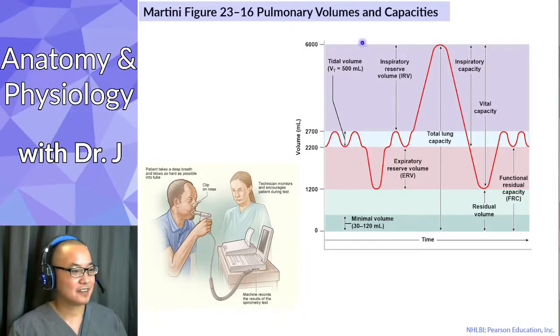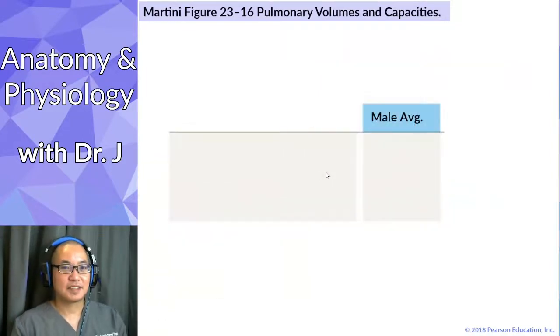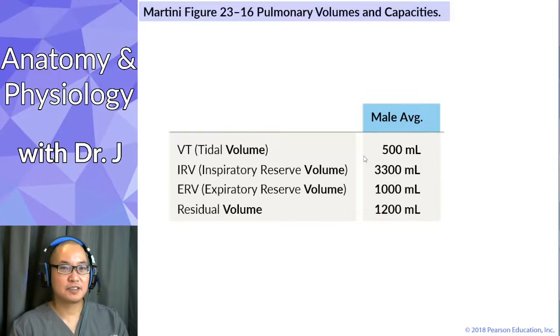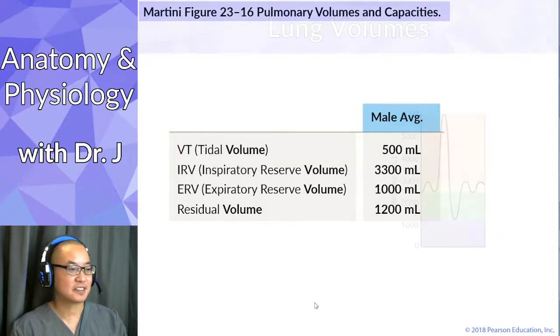It can give you actual measurements of these numbers we see over here. Now, what are examples of these numbers? Well, there are four main volumes that can be measured via spirometry, and these are the four volumes. Now, do I want you to memorize these values? No, because it depends on the study and the textbook. But these volumes have definitions.